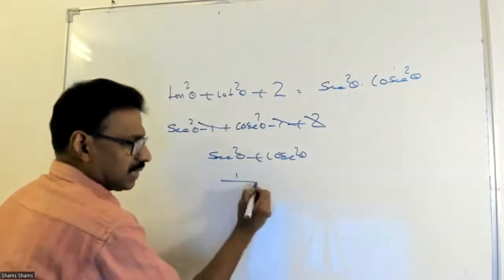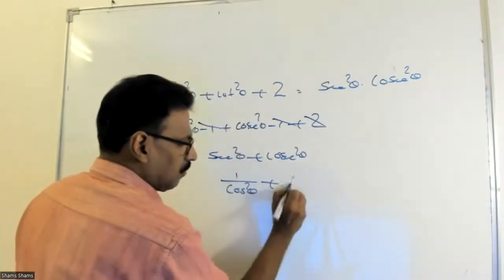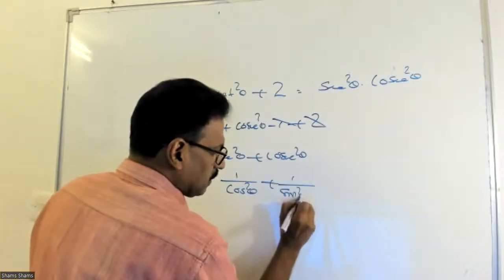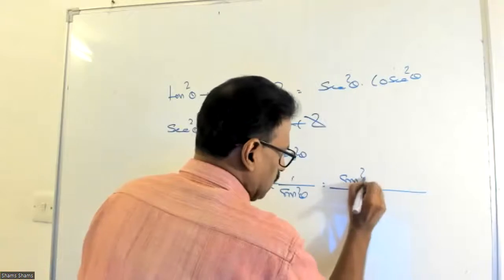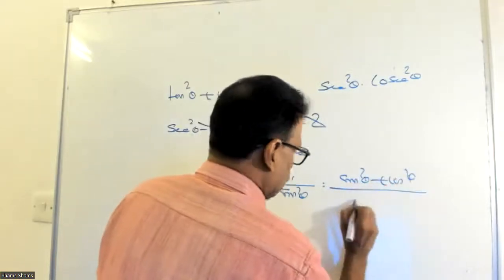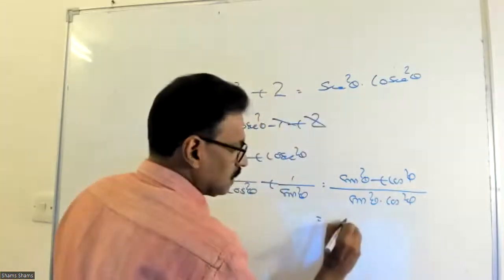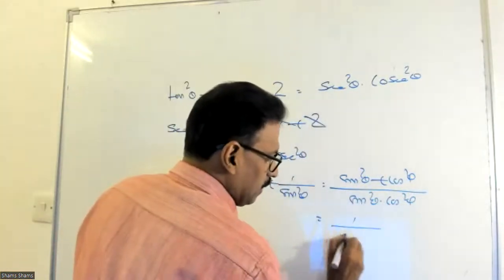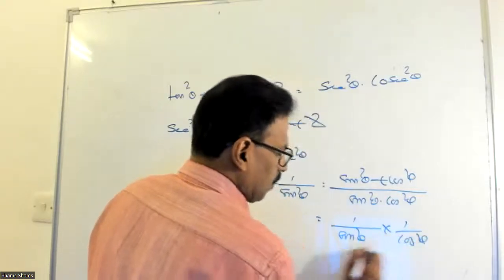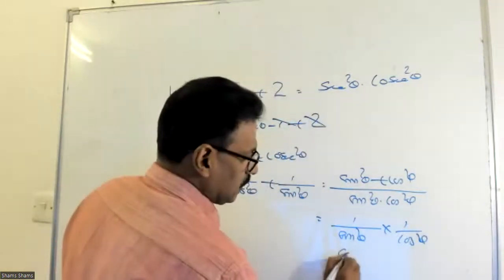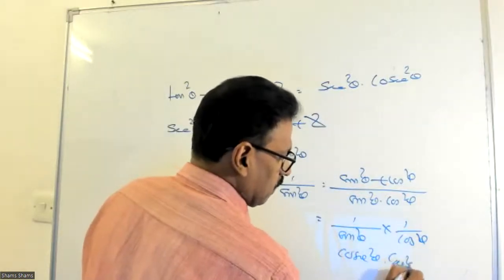We did one question. 1 by cos square theta plus 1 by sine square theta. That is LCM: sine square theta plus cos square theta over sine square theta into cos square theta. That is 1 by sine square theta into 1 by cos square theta. 1 by sine square theta is cosec square theta, 1 by cos square theta is sec square theta. Okay, copy first.